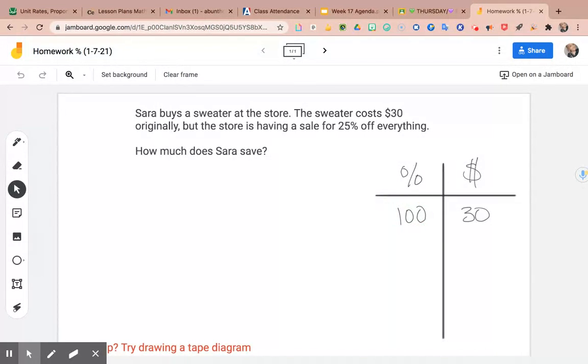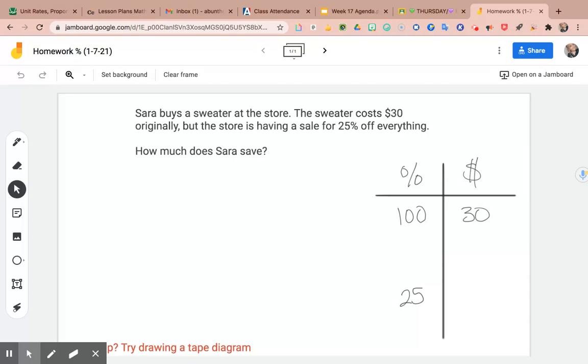And I'm looking for 25% because it's 25% off, so I'm looking for how much money that is. So I'm looking for 25%, and I'm gonna put it on the left because this is the percent side. I'm not gonna put it on the money side because it's a percent. So I'm looking for 25% off, I'm gonna put it on this side.